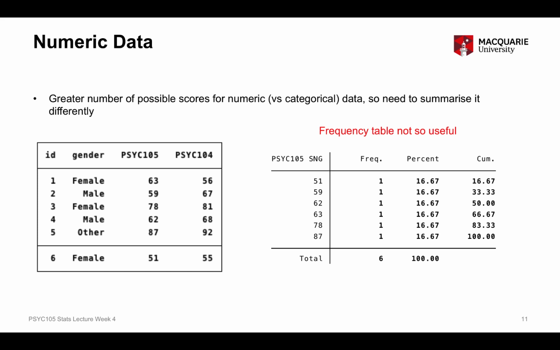So you can see that even though we've only got 6 people here, we've got 1 at 51, 1 at 59, 1 at 62, 1 at 63. It's not a very good way of summarising the information compared to the categorical variables before. So a frequency table is not particularly useful for us here.